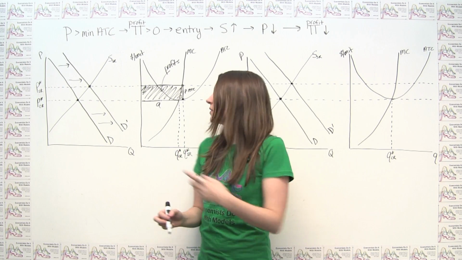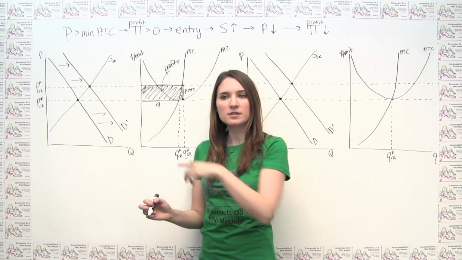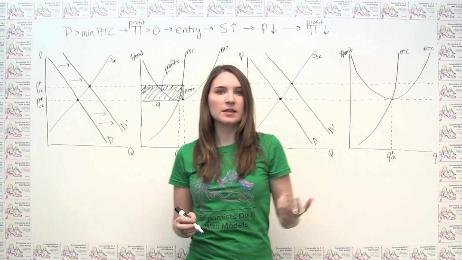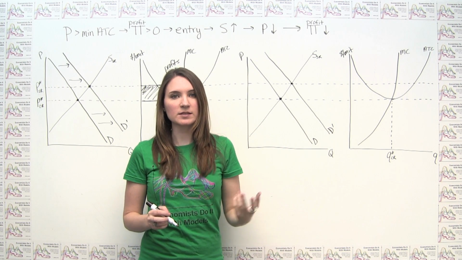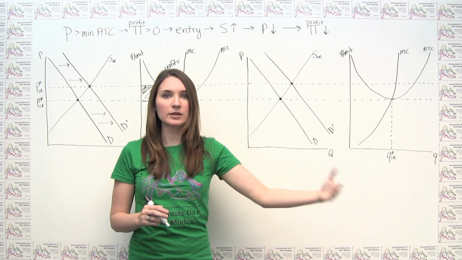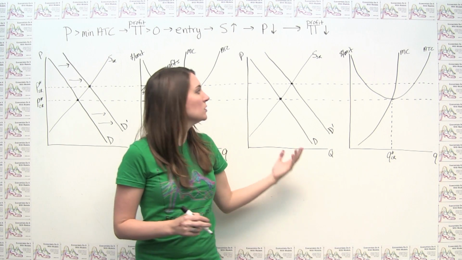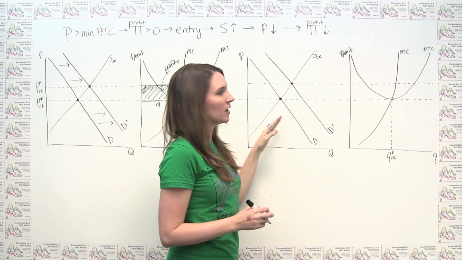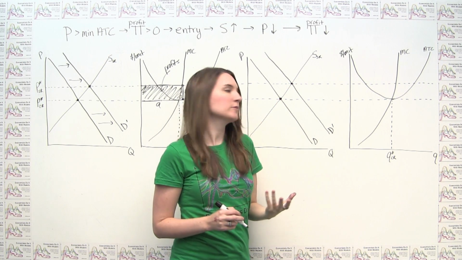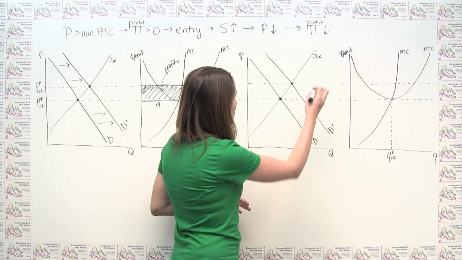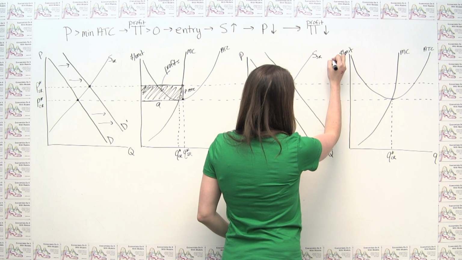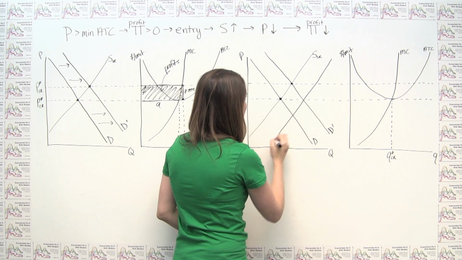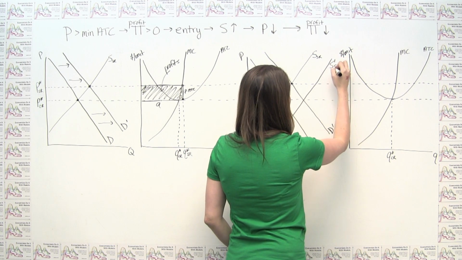Well, we said before that positive economic profits were going to induce entry. And it stands to reason that if we have entry into a market, the way that that's going to be represented is an increase in supply. So what we're going to see is a rightward shift of this short-run supply curve. And in fact, we're going to see firms entering the market up until this point here.